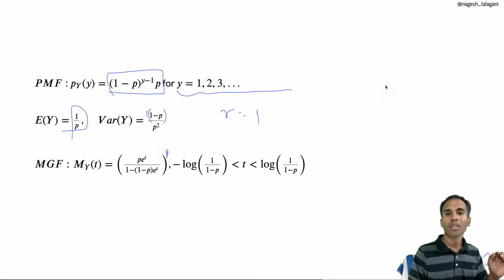Okay. The reason we are looking at this particular special case of the negative binomial distribution is because this special case has a special property, called the memoryless property. The geometric distribution is the only discrete distribution having this memoryless property. Okay, fine. Now let us see what the memoryless property is.